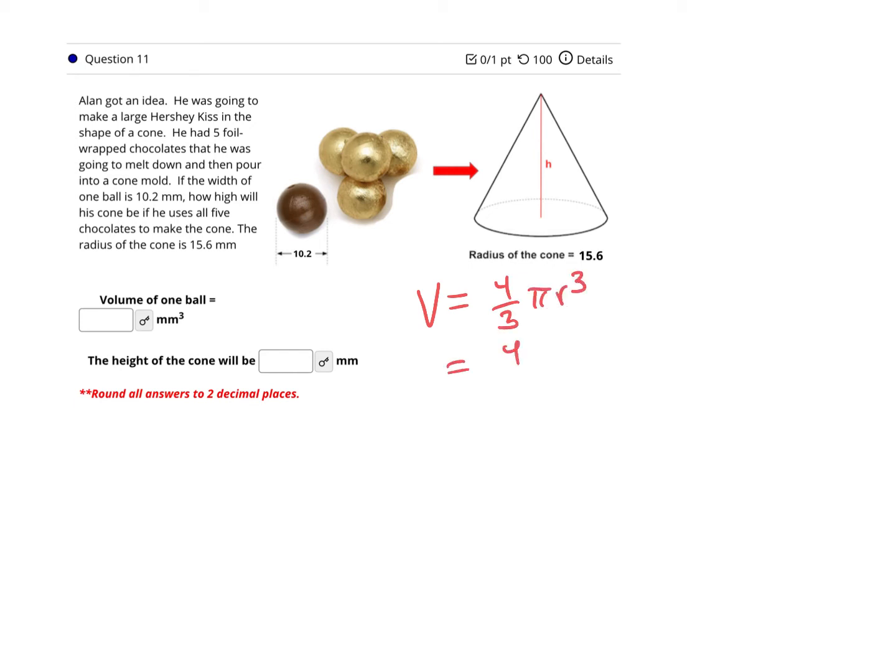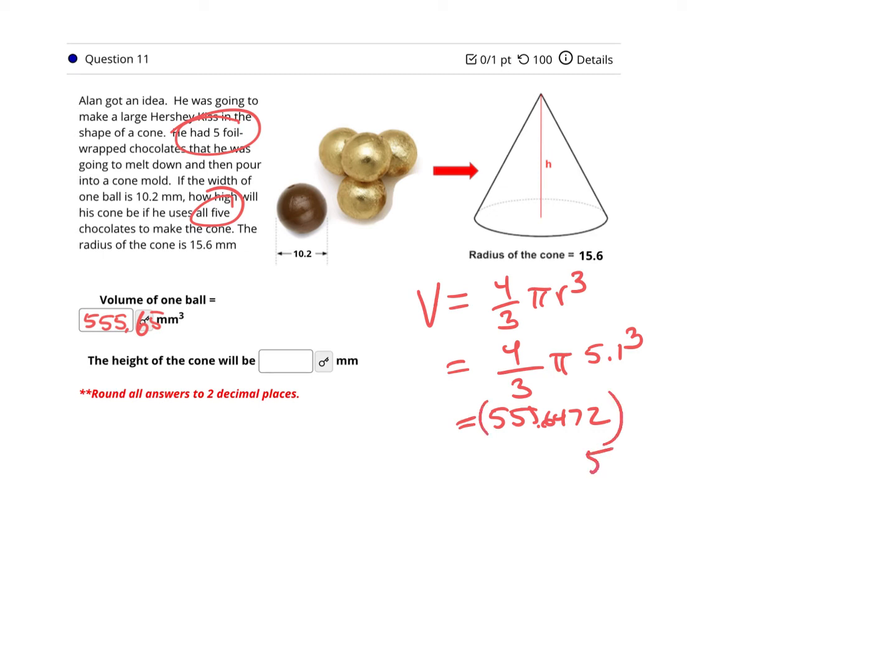So it's going to be 4/3 times pi times my radius, which is 5.1 cubed, which equals 555.6472. Now, that's just going to be the volume of one of them. The common mistake in here is that he has 5 of those balls all together. If there's 5 of them, the volume of one ball is 555.65.